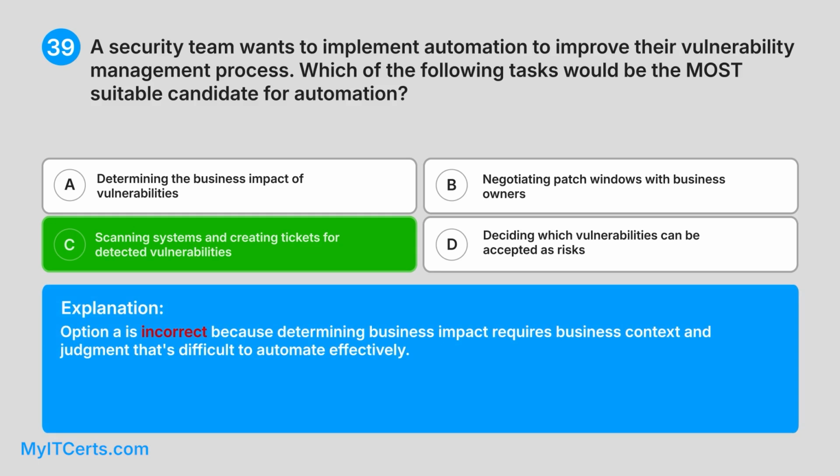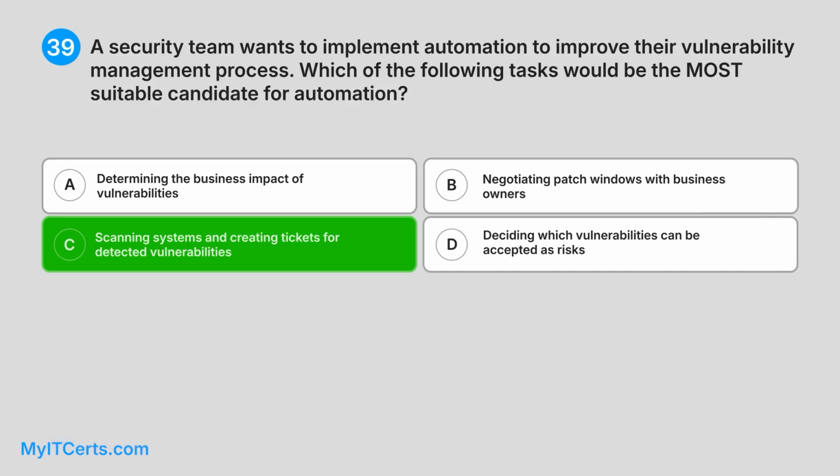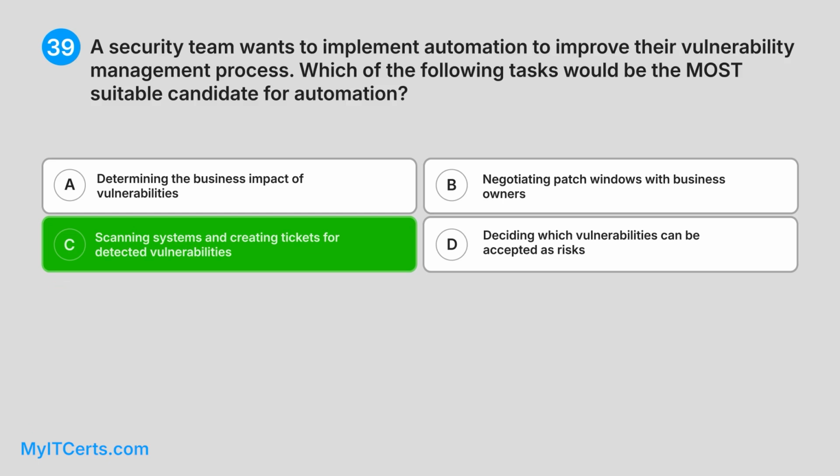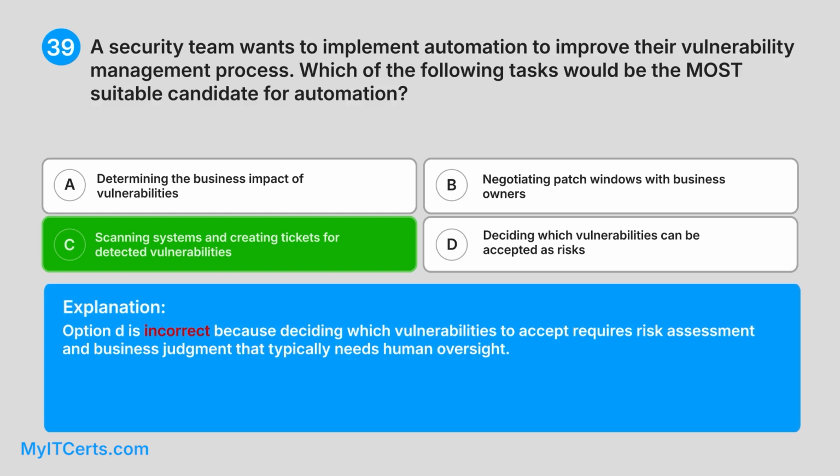Option A is incorrect because determining business impact requires business context and judgment that's difficult to automate effectively. Option B is incorrect because negotiating patch windows involves human communication and negotiation skills that aren't easily automated. Option D is incorrect because deciding which vulnerabilities to accept requires risk assessment and business judgment that typically needs human oversight.